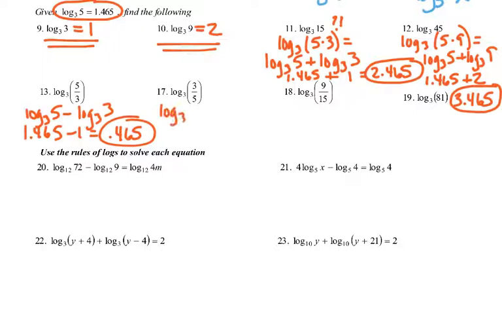Here, log base 3 of 3 minus log base 3 of 5. So it's the reverse: 1 minus 1.465, so negative 0.465.